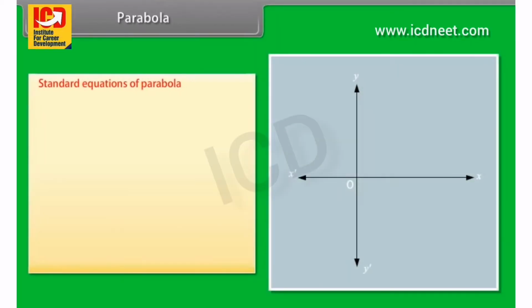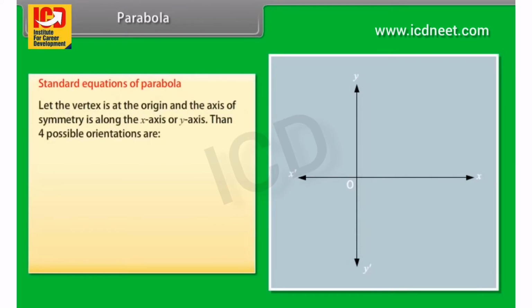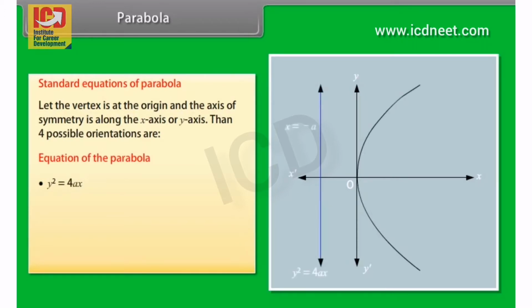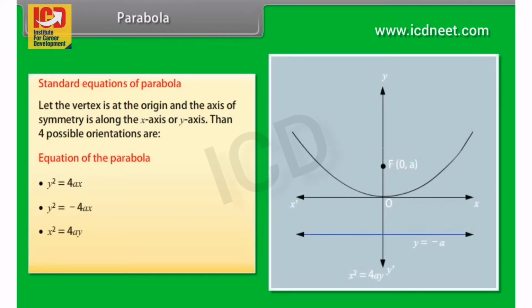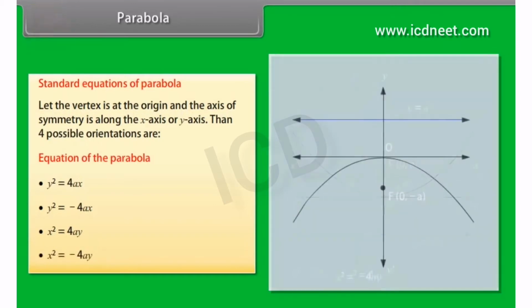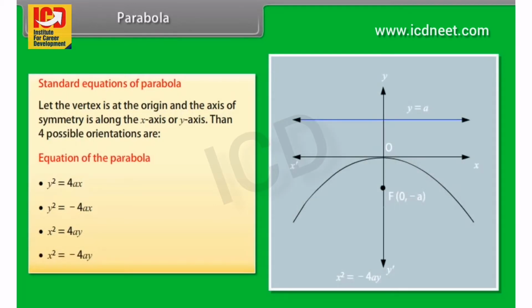Standard equations of parabola. Let the vertex be at the origin and the axis of symmetry be along the x-axis or y-axis. Then four possible orientations are: equation of the parabola y square is equal to 4ax, y square is equal to minus 4ax, x square is equal to 4ay, x square is equal to minus 4ay.